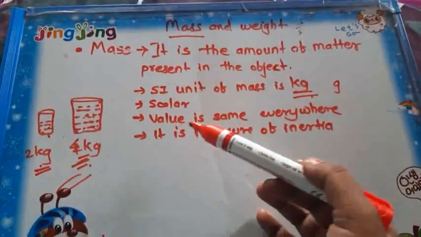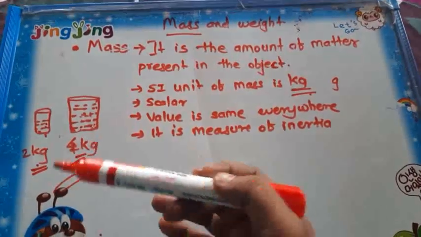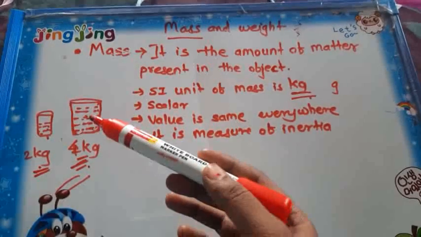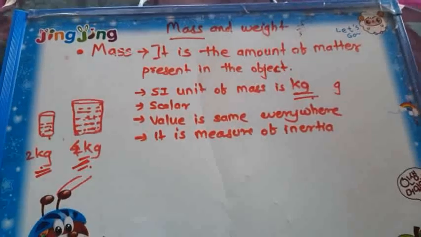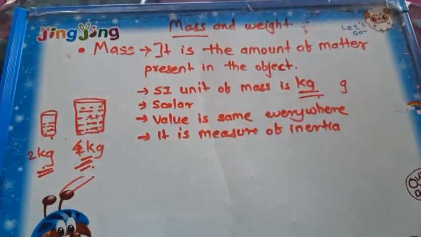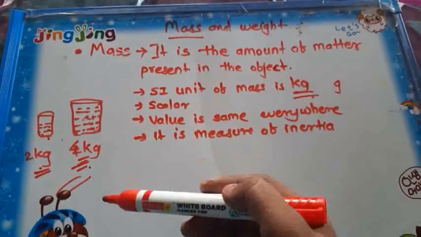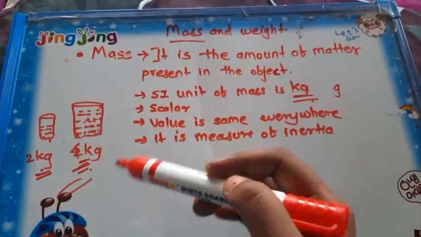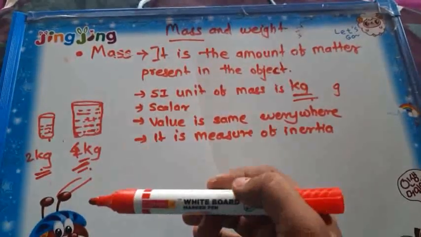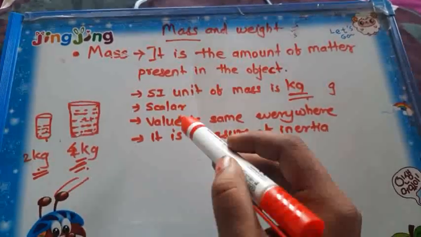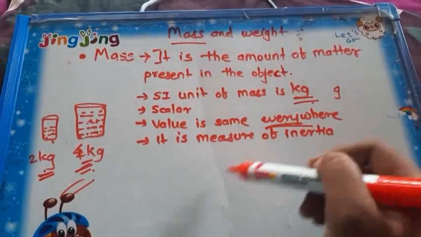Next, its value is the same everywhere. How? For example, again consider this cup of sugar. If you keep this cup of sugar anywhere in the world or out of the world also, suppose you are going to keep this cup on the moon or any other planet, will the content of sugar in that cup change? No. The amount of sugar in that cup will remain the same. That is nothing but its mass will remain the same. That's why the value of mass is always the same everywhere.